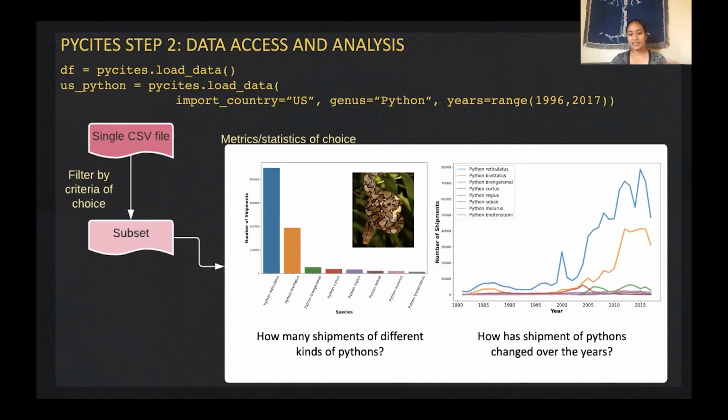You can also plot a time series and ask, how has the shipment of these 8 different species changed over the years from 1996 to present? With just a few lines of code, one can extract data from a huge database, subset, and create descriptive statistics with informative graphs.